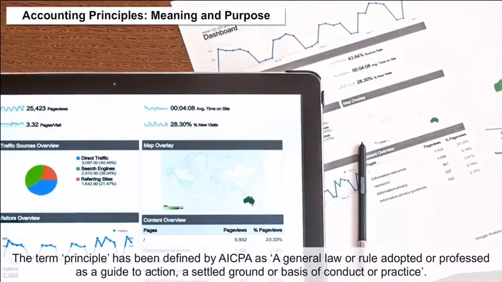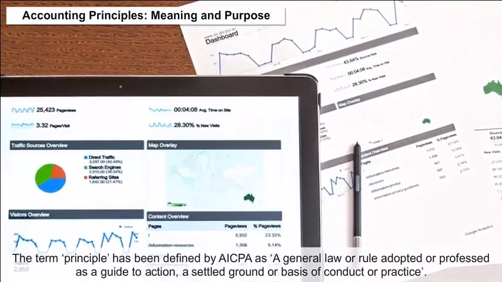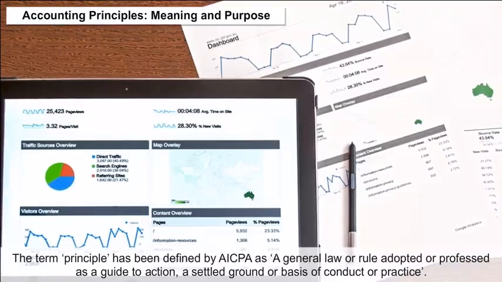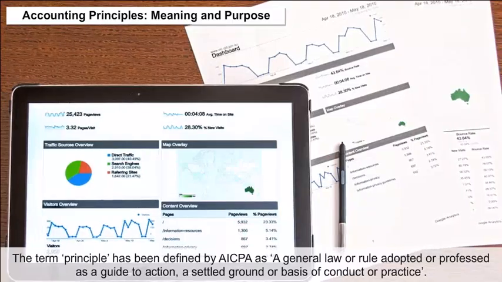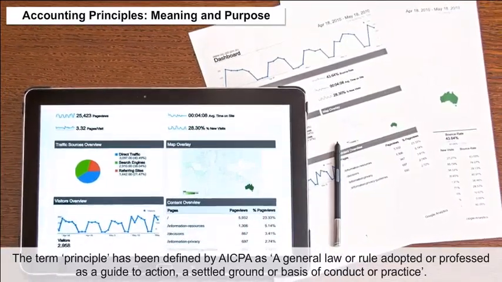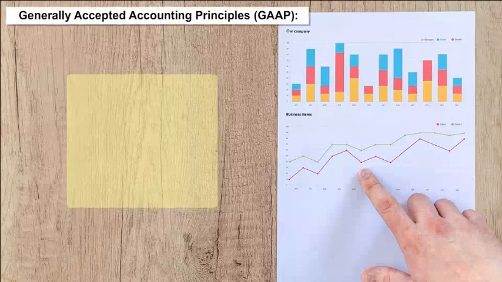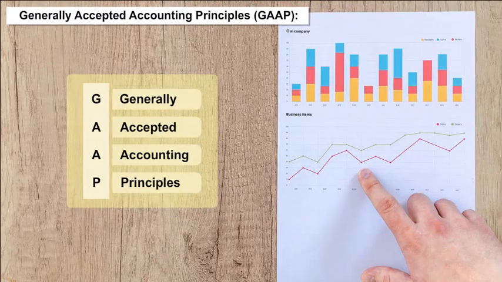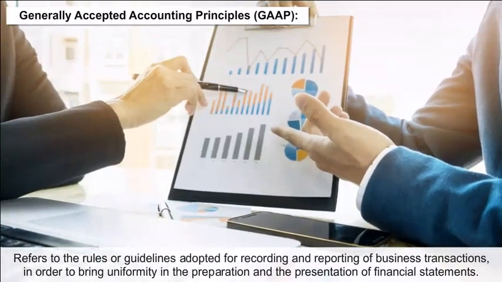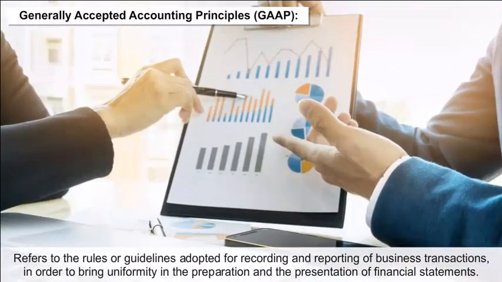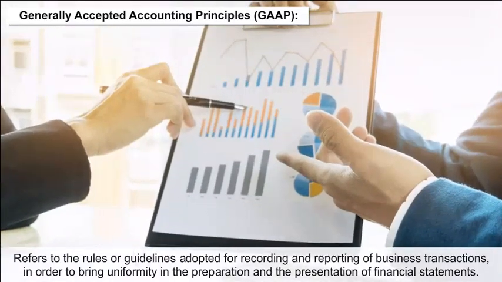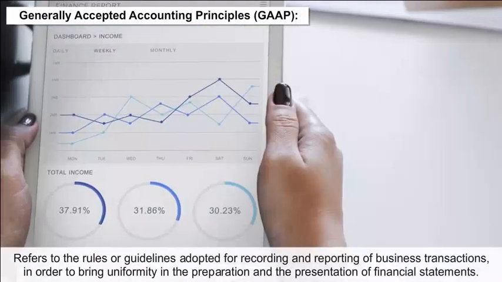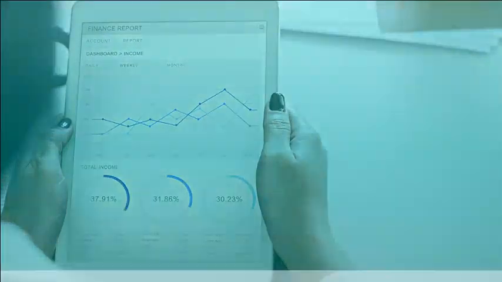The term principle has been defined by AICPA as a general law or rule adopted or professed as a guide to action, a settled ground or basis of conduct or practice. Generally accepted accounting principles, GAAP, refers to the rules or guidelines adopted for recording and reporting of business transactions in order to bring uniformity in the preparation and the presentation of financial statements.